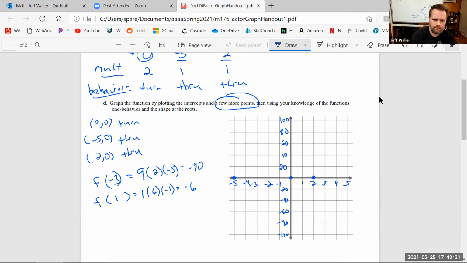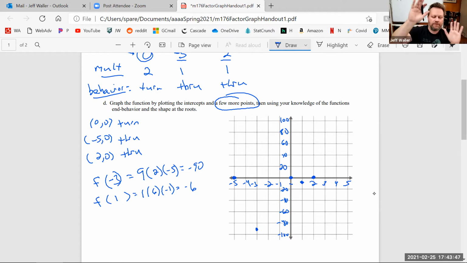So then f of -3 is -90. Okay, good. So now I can put that right there. Bam. And then I know f of 1 is -6. So it's like, this is 10. So -6 is like right there. Okay. Neato.